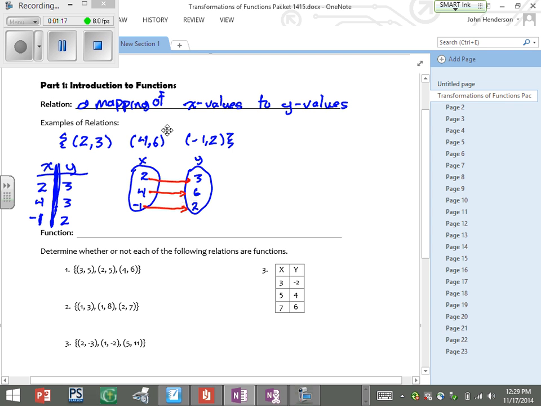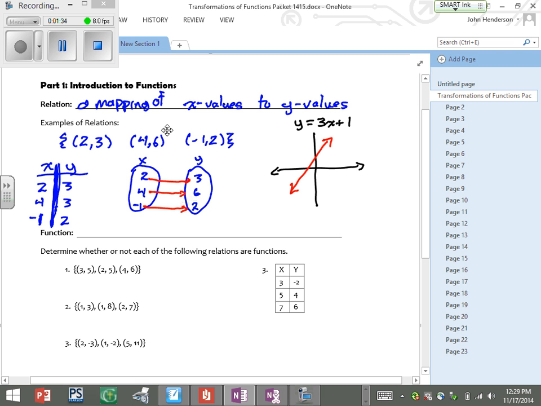And then we could also graph relations. So if all of a sudden I had the equation y = 3x + 1, that probably looks something like that line. So we can graph relations as well.